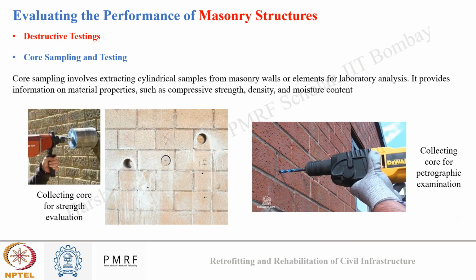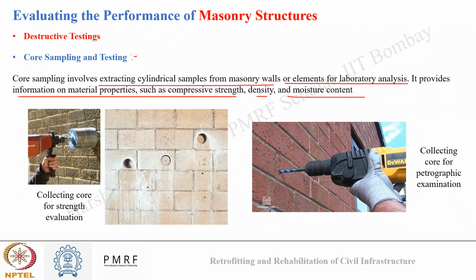Okay, now after non-destructive testing we have destructive testing, where first is core sampling and testing. So this is something that we have discussed quite a few times when we talked about evaluating the performance of any structure. So, core sampling involves extracting a cylindrical sample from a masonry wall or elements for laboratory analysis. And this can provide information like material properties such as compressive strength, density, and moisture content.